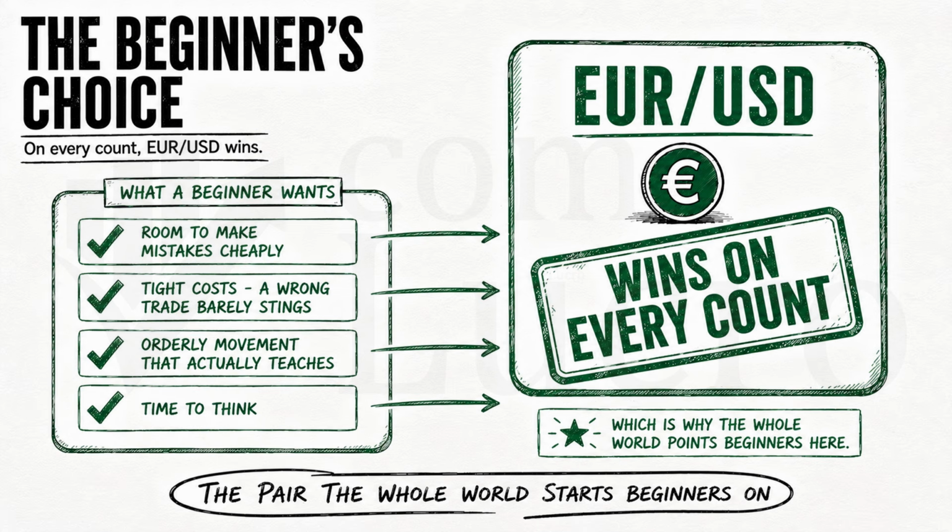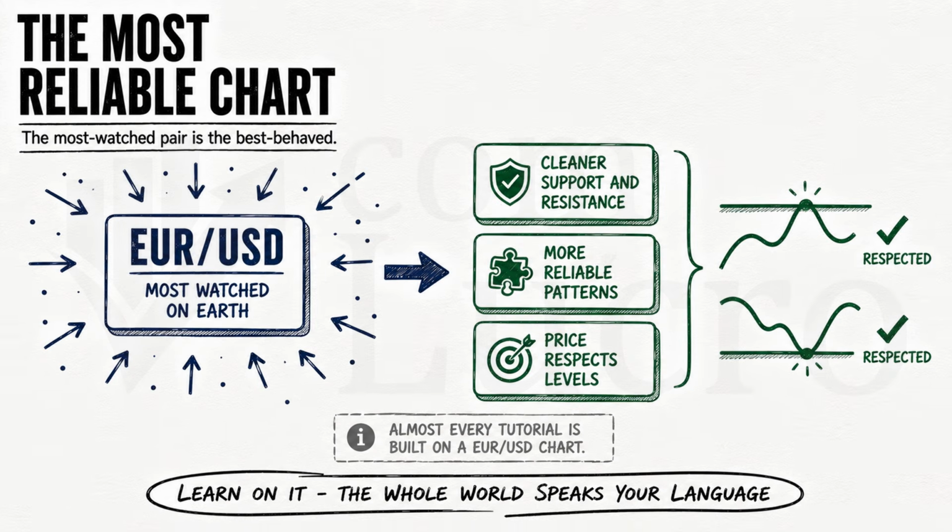When you're learning, you want the pair that gives you the most room to make mistakes cheaply. You want tight costs, so a wrong trade barely stings. You want orderly movement, so the chart actually teaches you something, instead of just scaring you. You want time to think. On every one of those counts, EURUSD wins, which is exactly why it's the pair the whole world points beginners toward. There's a quieter reason too.